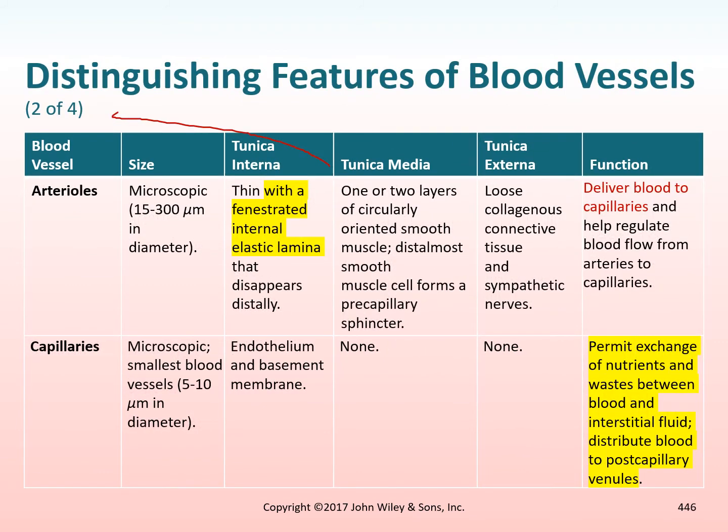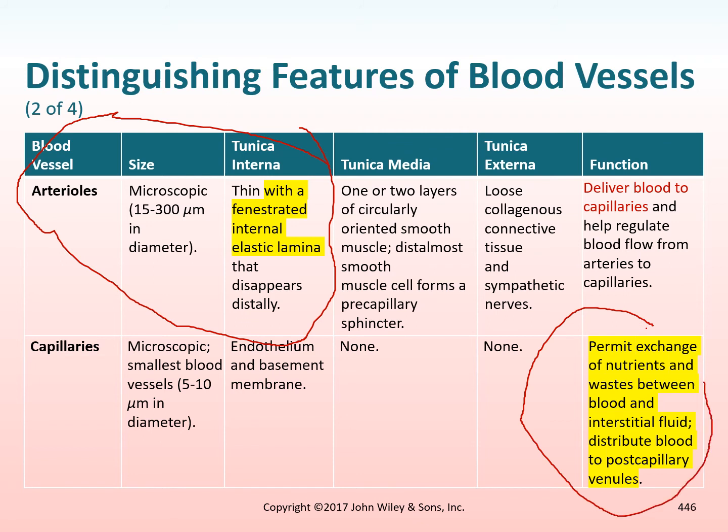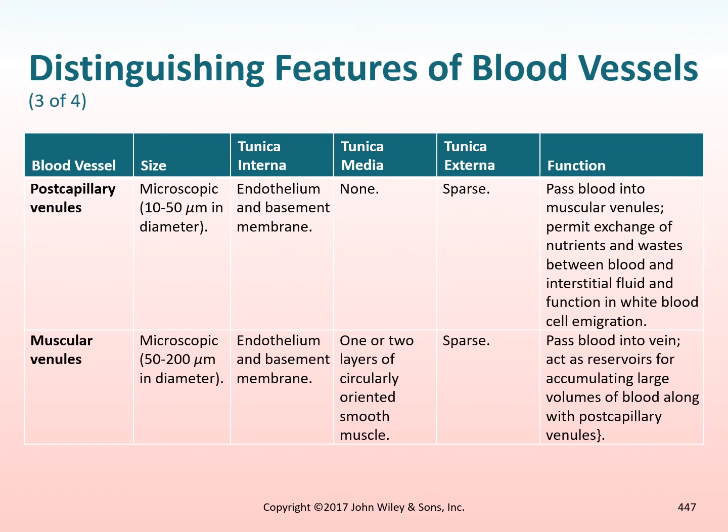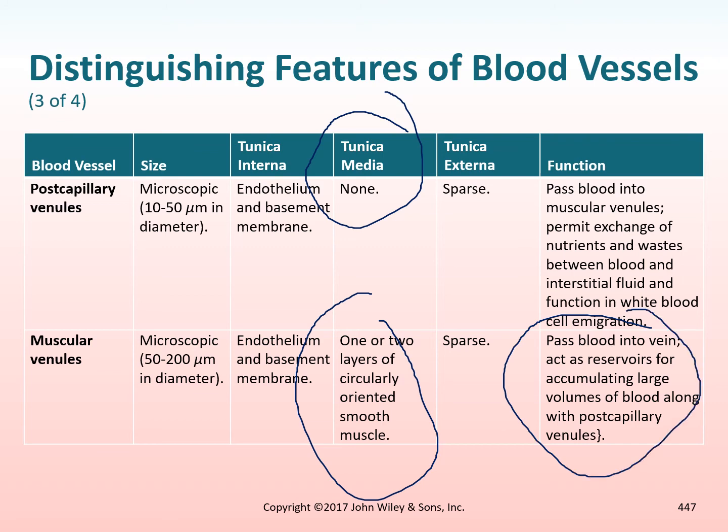You should also know that the arterioles are the small arteries, and then the capillaries are receiving their blood from the arterioles and permitting the exchange of nutrients and wastes between the blood and the interstitial fluid of the body tissues. They send their blood to the postcapillary venules. The postcapillary venules are basically not muscular, and the muscular venules do have a little bit of muscle. They pass the blood into the veins.